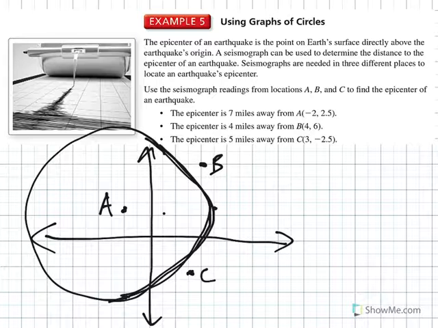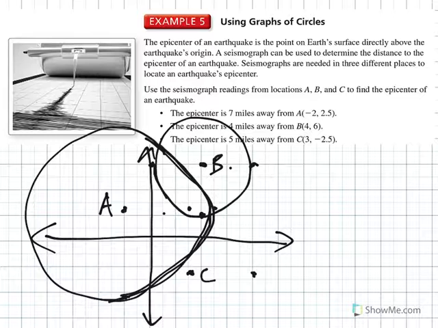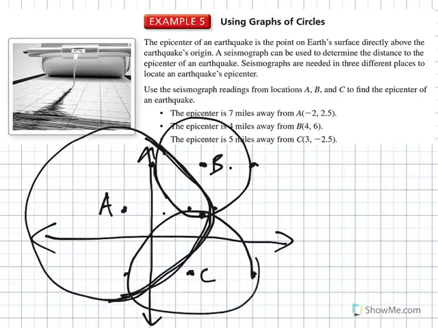Then we would need to do the same thing for the other ones. So for B, the epicenter is about 4 miles away. So we count around it, 1, 2, 3, 4, and we kind of draw a circle going through it. We would have this circle around B. And then C, same thing. We go 1, 2, 3, 4, 5, going all the way around until we have another circle approximately.